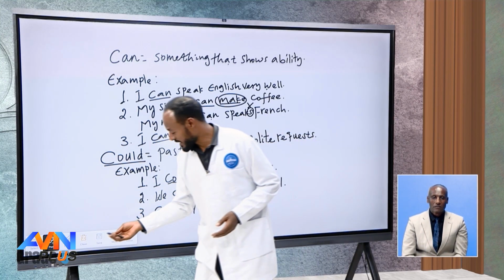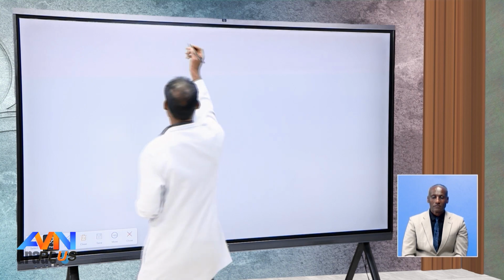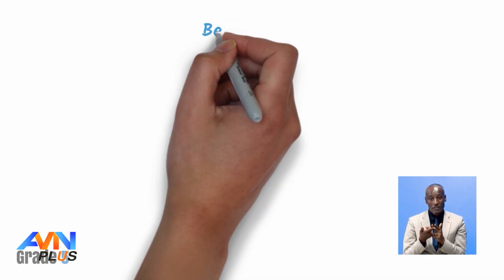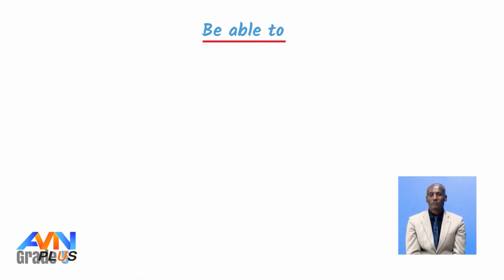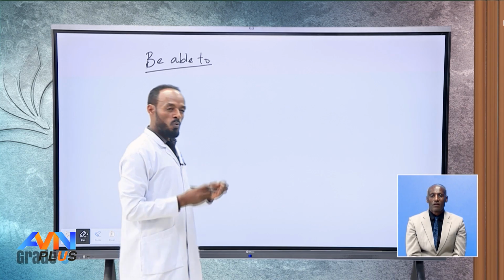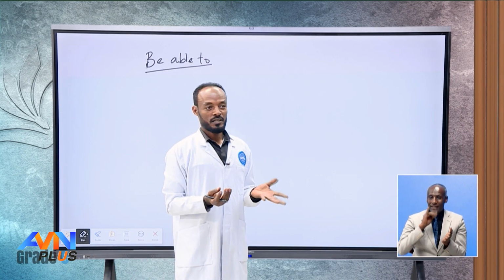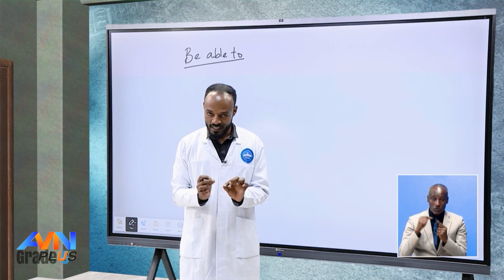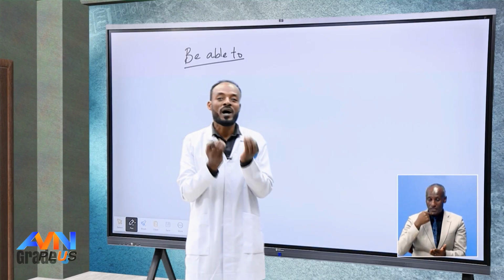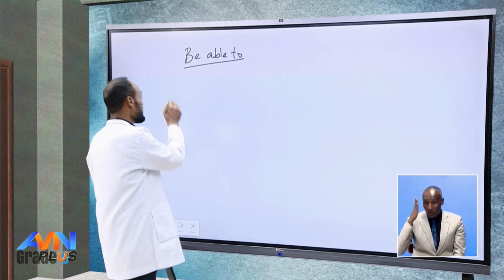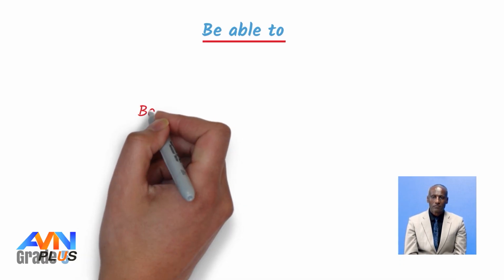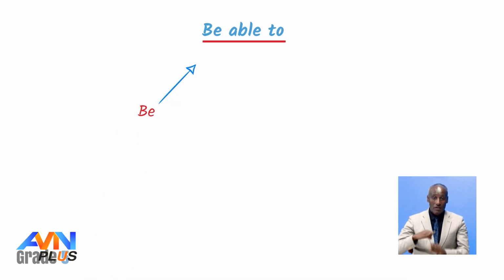Nice. Okay, let's go to the next point, be able to. So what is be able to? Before we say something about this point, first of all, we have to know what be means. The be family. Do you know? Here, let's say something about the be family. The be family are words like is. Yes?